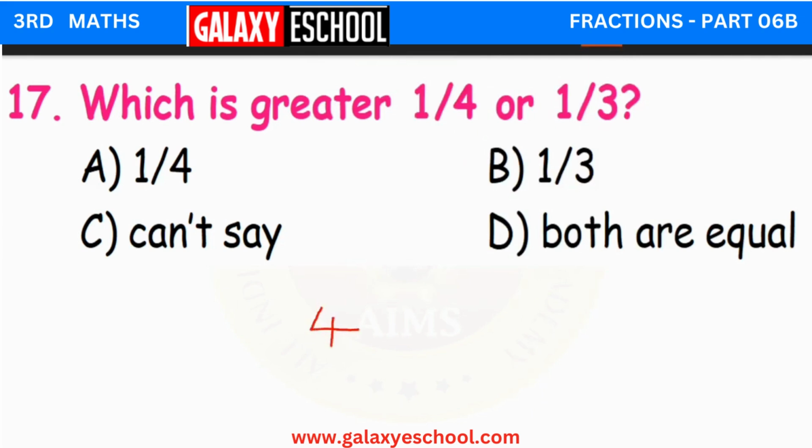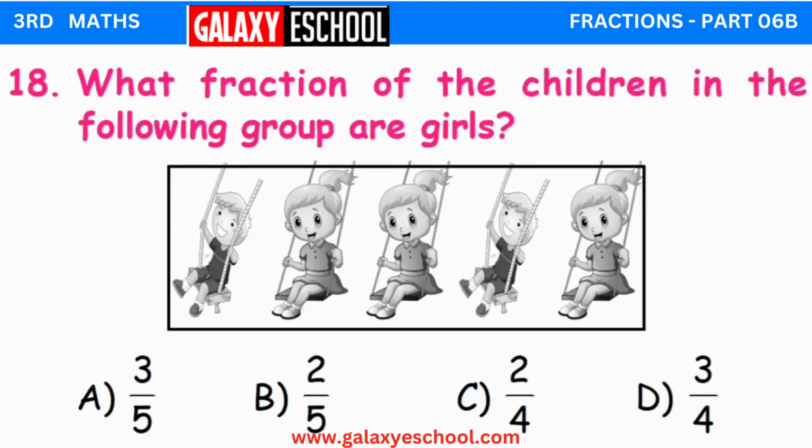See, normally in numbers 4 is greater than 3, but when it comes to fractions, 1 by 4 is less than 1 by 3, children. Just apply the opposite. Okay, if 4 is greater than 3, in fractions 1 by 4 becomes less than 1 by 3. Now which is the greater one here? 1 by 3 is the greater fraction.